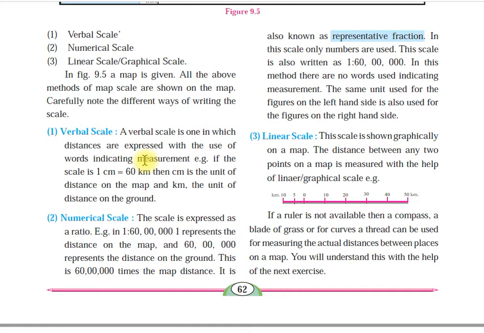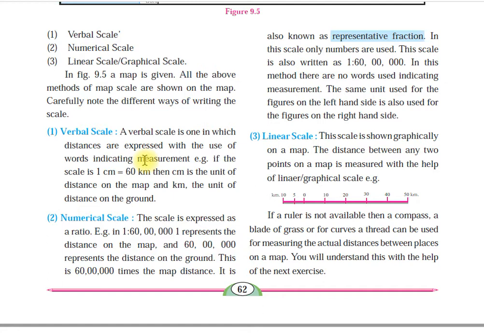For example, 1 centimeter is equal to 60 kilometers. Then centimeter is the unit of distance on the map and kilometer is the unit of distance on the ground. So what is a verbal scale? A scale in which distance is expressed with the use of words. For example, 1 centimeter is equal to 60 kilometers.